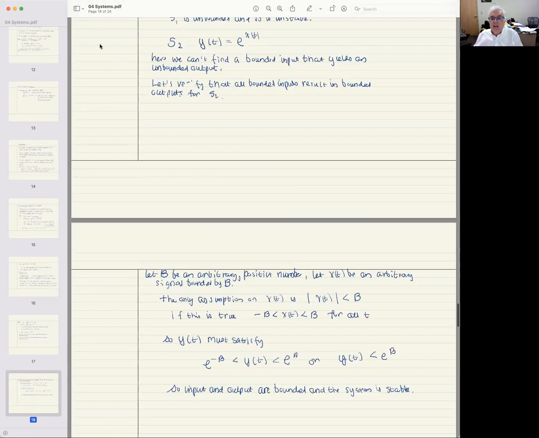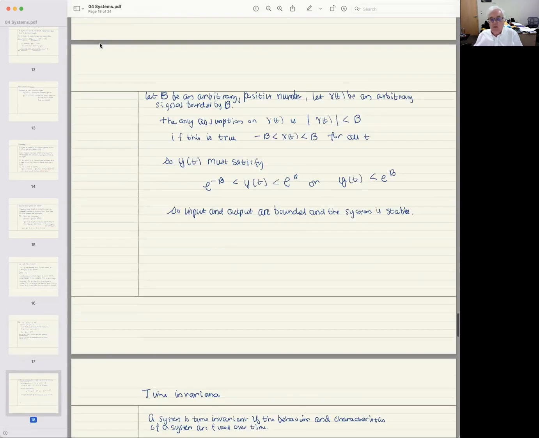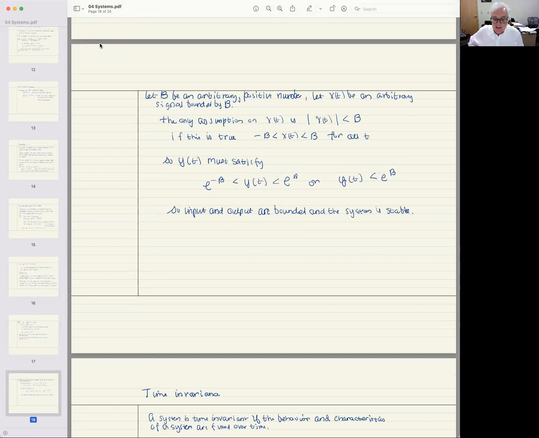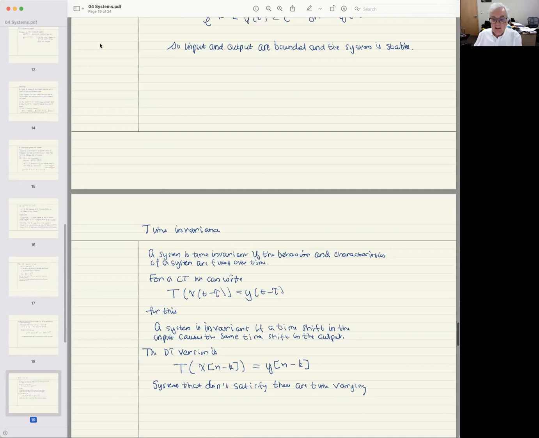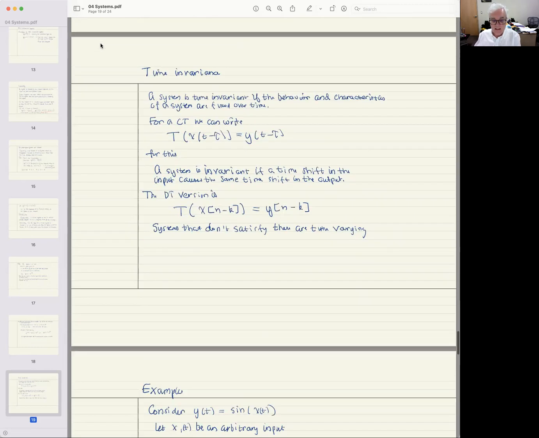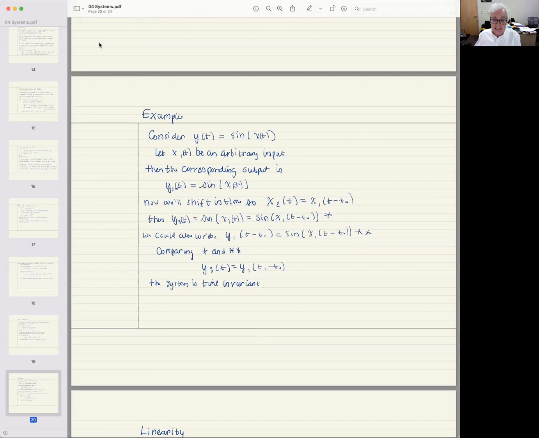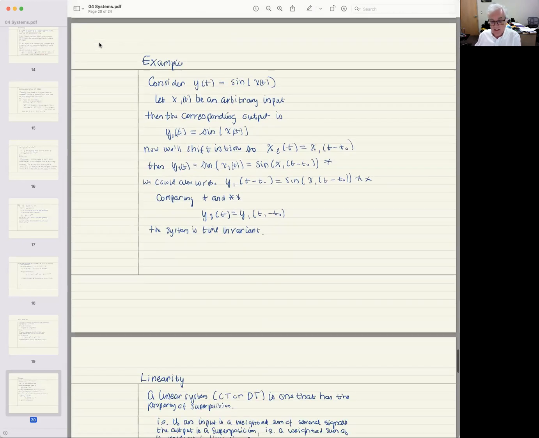And I work one just looking at the variables, and I work a second example just using bounds. Then I go on to illustrate time invariance, and I write the conditions for CT and DT systems to be time invariant. And I work an example to show you how to figure out if a system is time invariant.